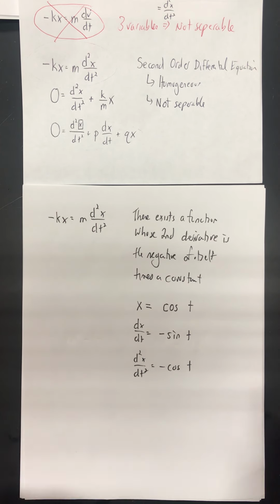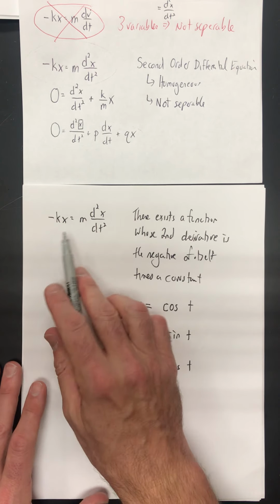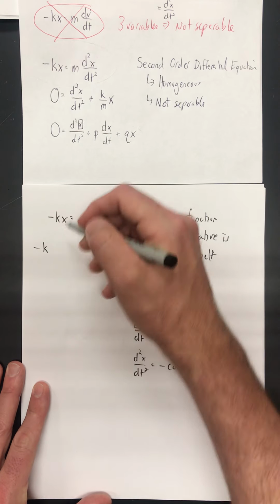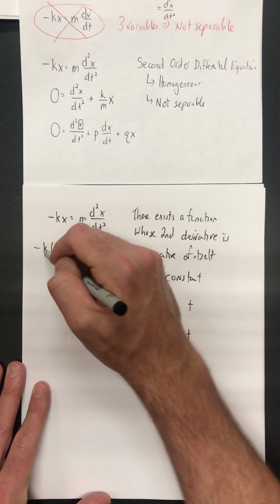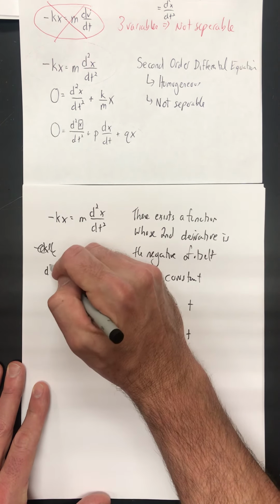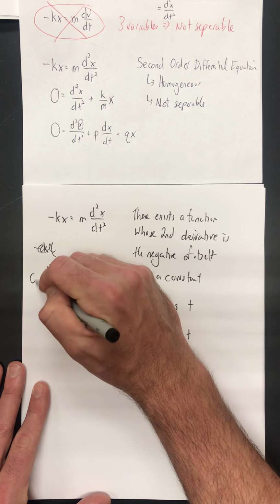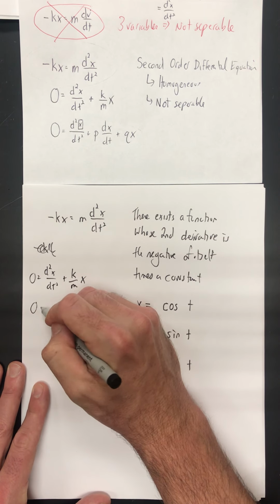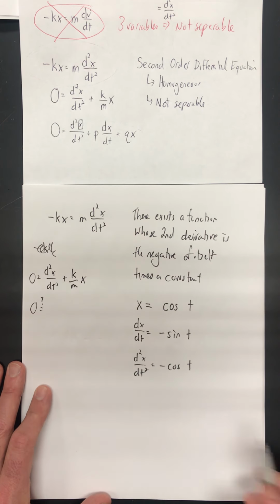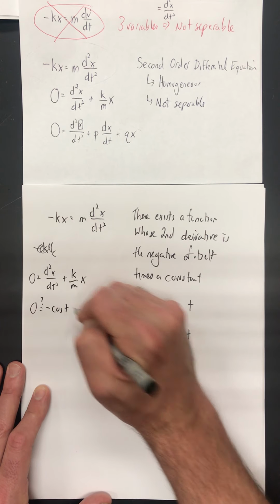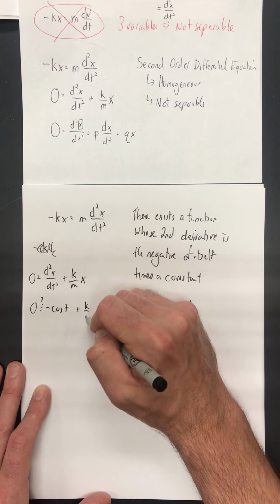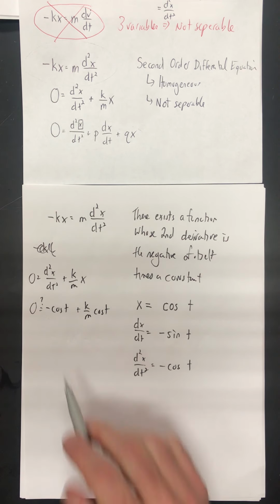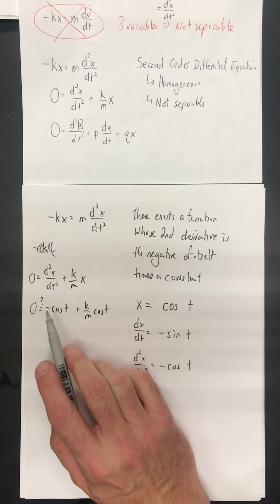And so if I were to plug that in now, it wouldn't work, right? Because I wouldn't get the same thing on both sides. So negative k, and then here, actually, let's go to the other version of it. d squared x dt squared, this has to all equal 0, plus k over m x, right? Here we have 0 is equal to, question mark, negative cosine of t plus k over m cosine of t, right? It's so close, so close.